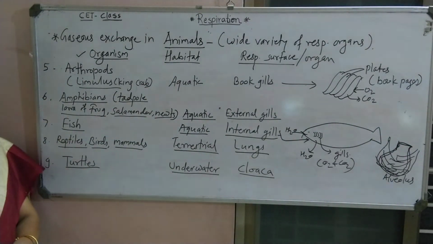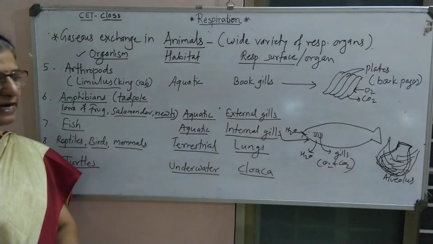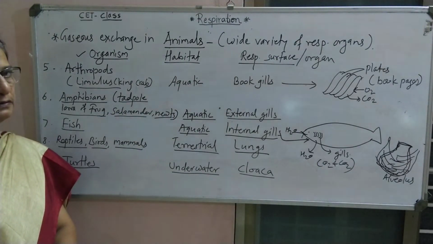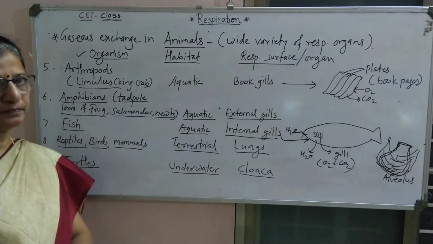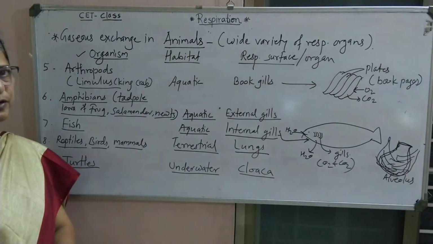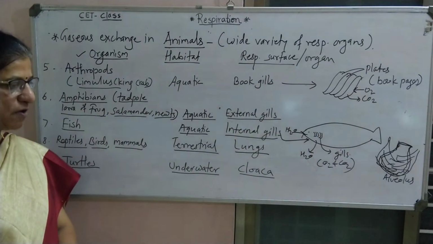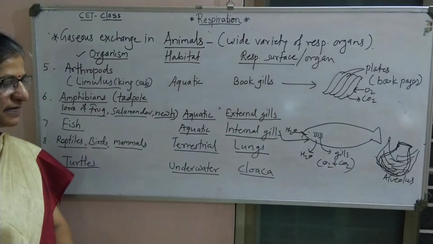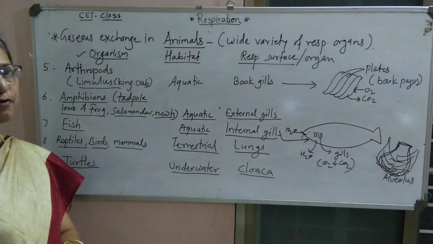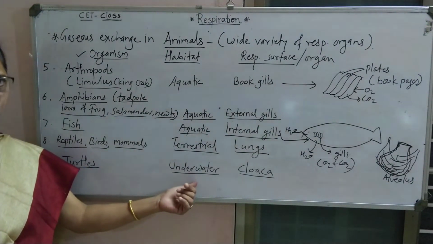Cloaca is a common chamber present at the posterior end, and that common chamber is for the excretory system, digestive system and reproductive system. So excretion, egestion and reproduction occur in that chamber, that's why it is called cloaca. So in addition, this cloaca also performs the function of respiration when turtles are present underwater.